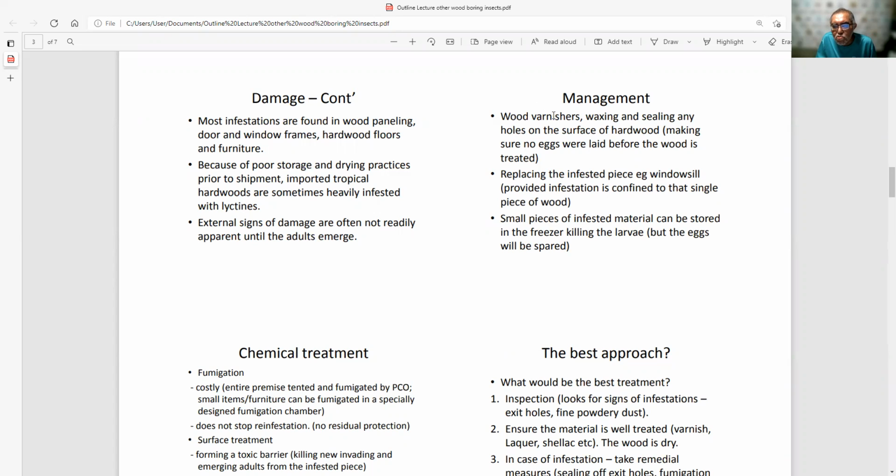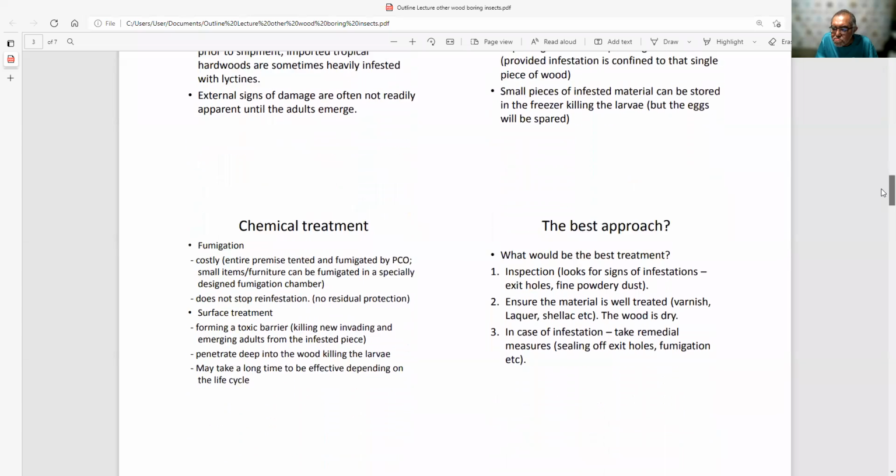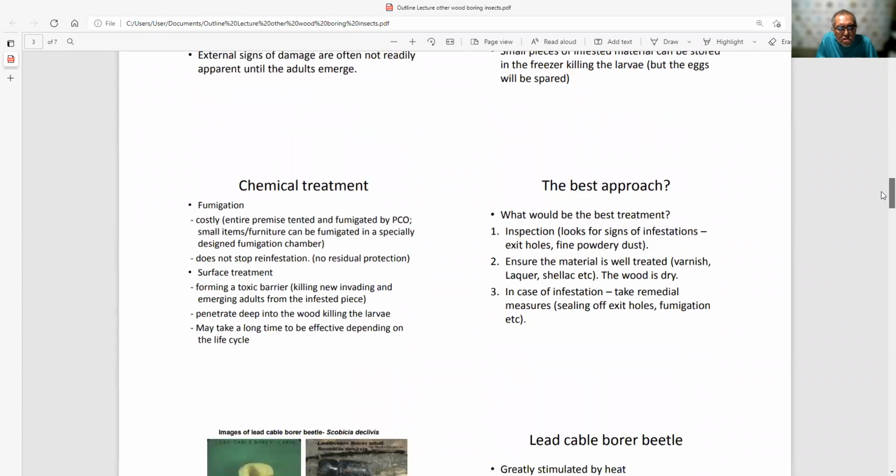When you treat the wood, waxing and sealing any holes on the surface of the hardwood, make sure no eggs were laid before the wood is treated. Replace the infested piece, for example a window seal, provided the infestation is confined to that single piece of wood, and small pieces of infested material can be stored in the freezer, killing the larvae. But of course this is not economically feasible, and nobody wants to keep infested wood in the freezer just to kill the beetles. It doesn't make sense economically.